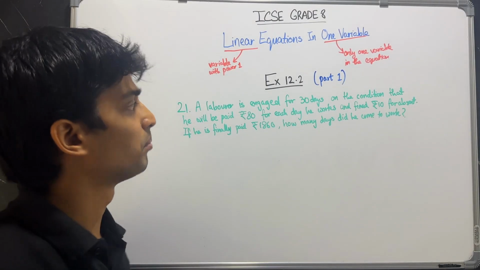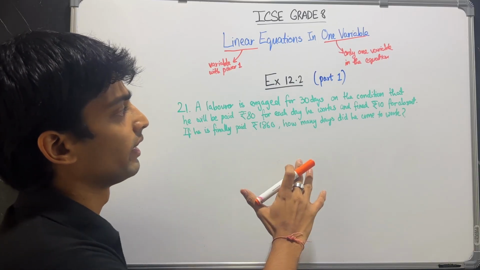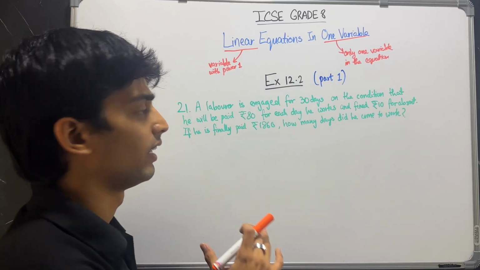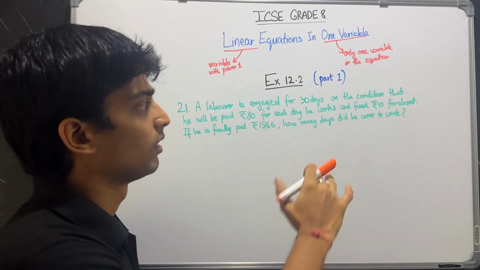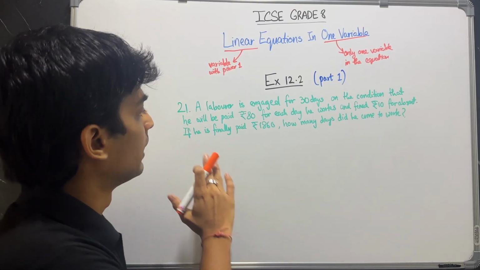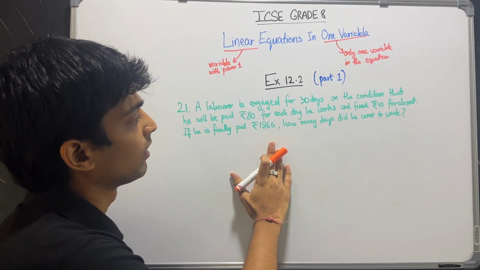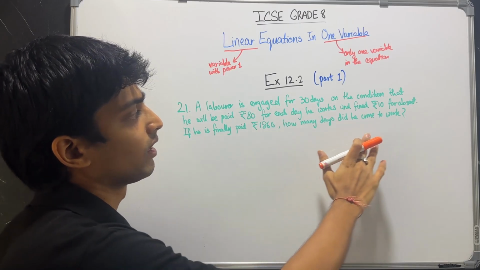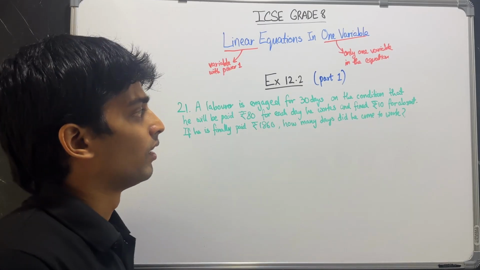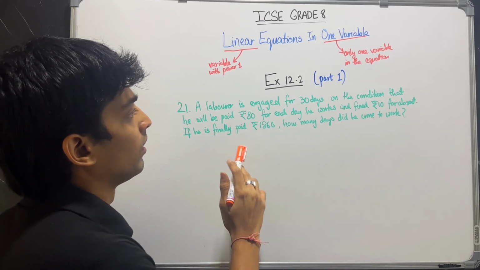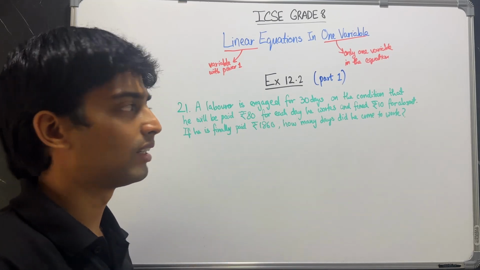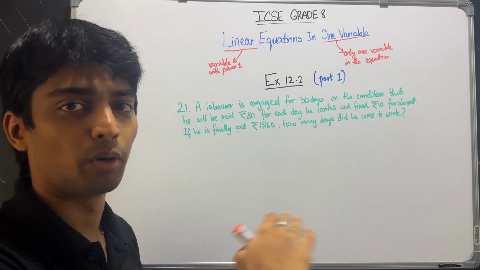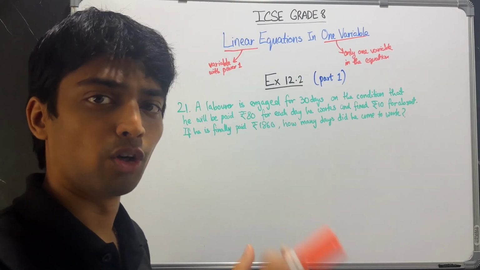This is an interesting sum. A laborer is engaged for 30 days on the condition that he will be paid 80 rupees for each day he works and fined 10 rupees if he is absent. If he is finally paid 1860 rupees, how many days did he come to work? Now, let's look at it like this. The unknown thing is how many days he went to work and how many he was absent. So that is the unknown part.